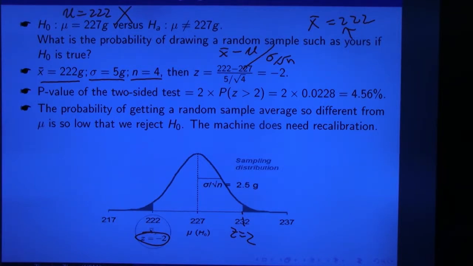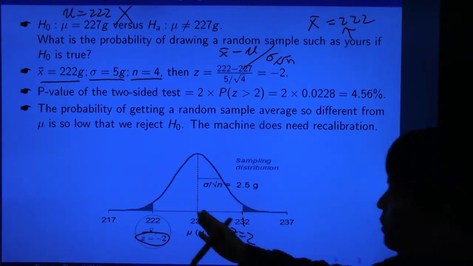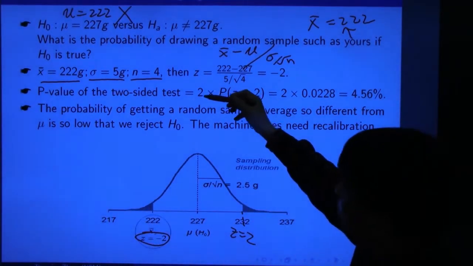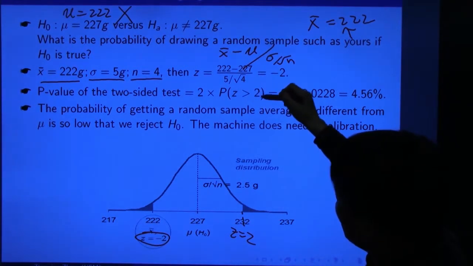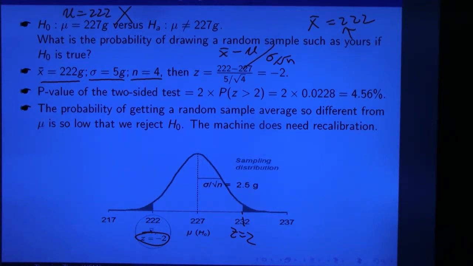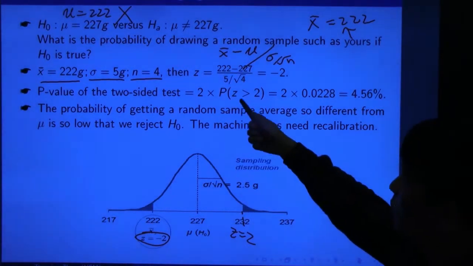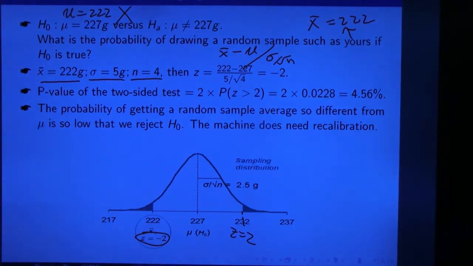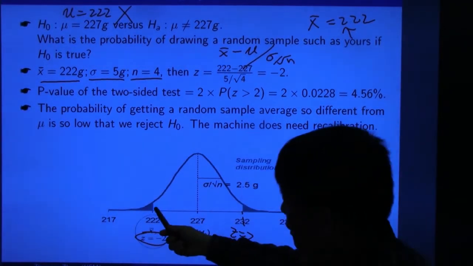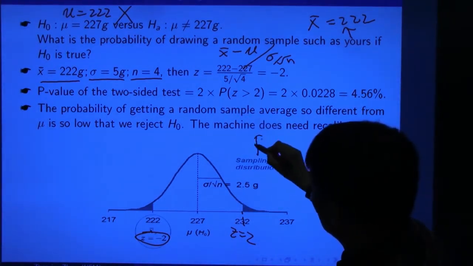The p-value of the two-sided test is the area of this and this. Because they are symmetric, you can use this one or you can use this one. So I use 2 times the probability z is greater than 2 here. So twice this area. Later, if you use some table where the probability given is the area from somewhere to the right, then you are going to use this one. But for our textbook, I believe the probability given is from here to here. So a better way to do this is this one here.